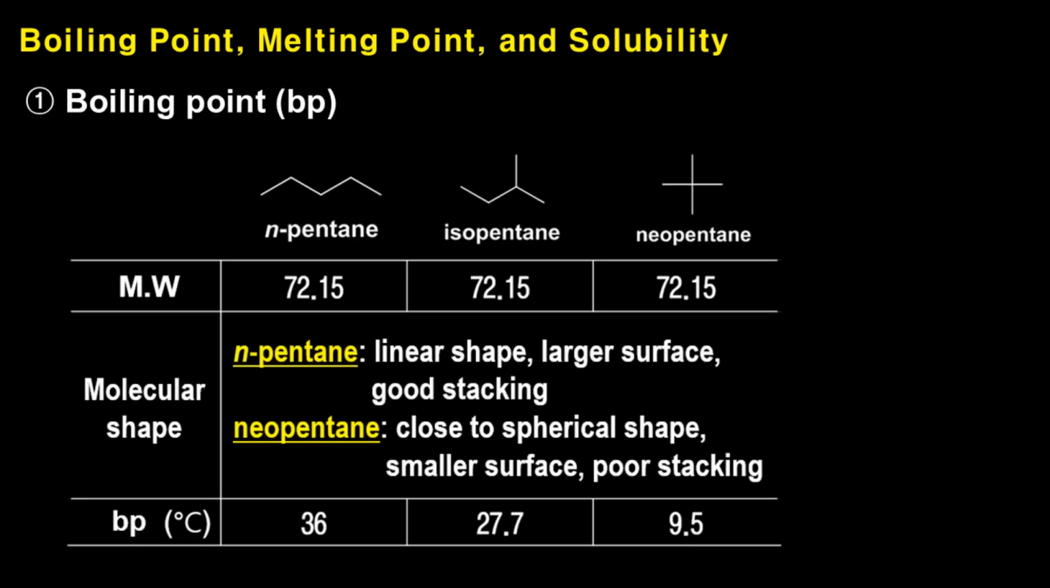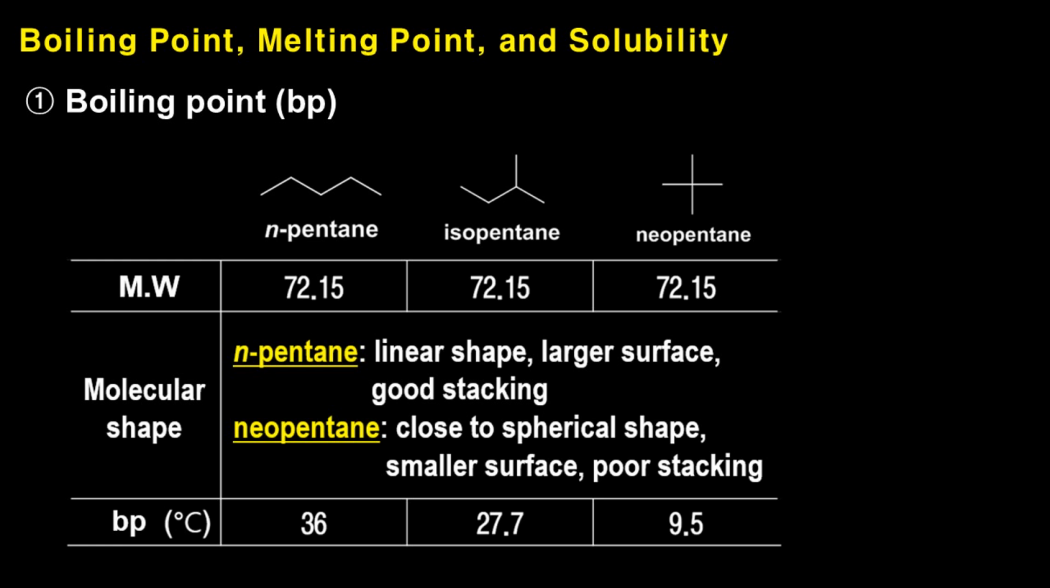Alright, now let's take a look at how molecular shape affects boiling points. Even if molecules have the same molecular weight, their shape can still make a big difference. Let's compare three molecules: N-pentane, isopentane, and neopentane. All three have the same molecular weight, but very different shapes. N-pentane has a linear structure, so the molecules can stack closely together. That leads to stronger intermolecular interactions and gives it a boiling point of 36 degrees Celsius. Isopentane has a branched shape, which reduces how tightly the molecules can pack. That means weaker interactions and a lower boiling point of 27.7 degrees.